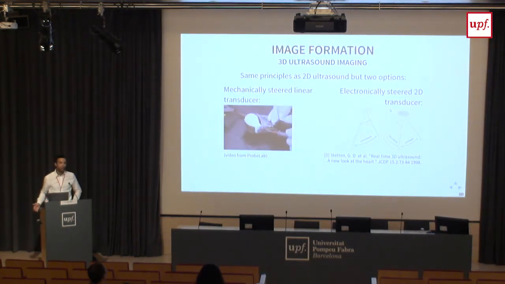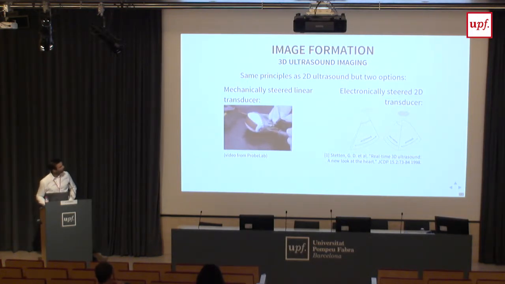And if you want to do it in 3D, you can as well with ultrasound. And there are basically two ways of doing this. So the first way is what you see on the left. It's called mechanically steered transducers. So essentially, it's a 2D transducer that is steered with a little motor. And you acquire a collection of 2D slices, you put them together, and you have a 3D image.